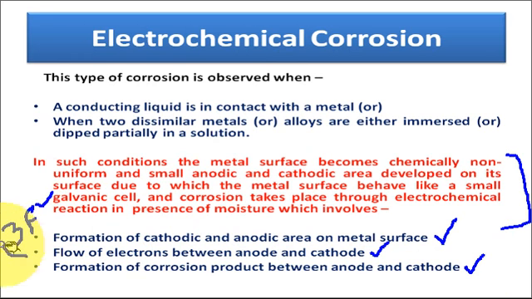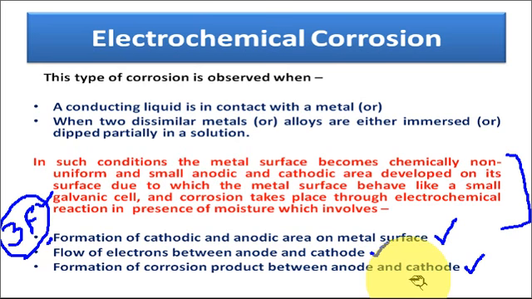So you must remember these three F's. What are these three F's here? First F is the formation of anodic and cathodic areas on the metal surface. Second F, flow of electrons between anode and cathode. Third F, formation of corrosion product between anode and cathode.